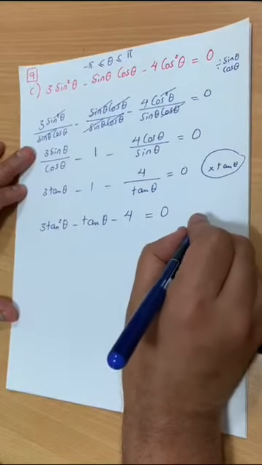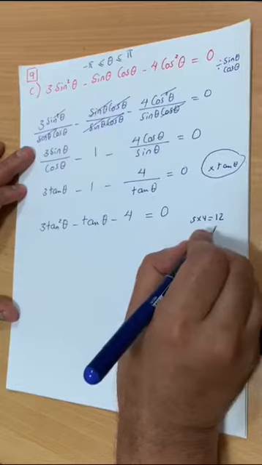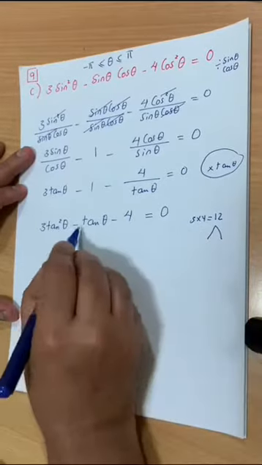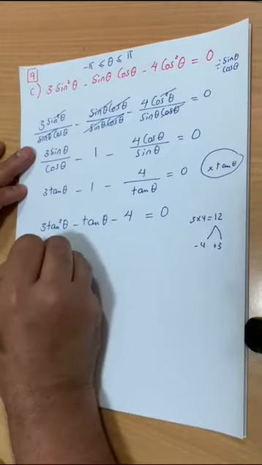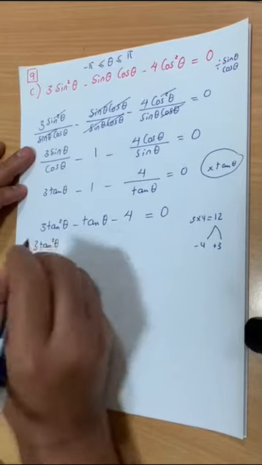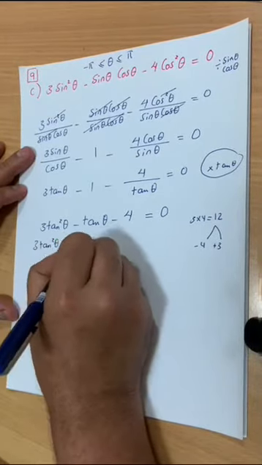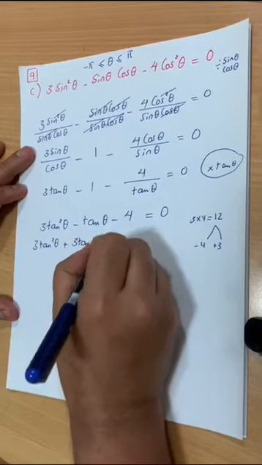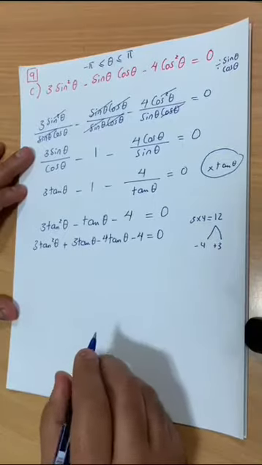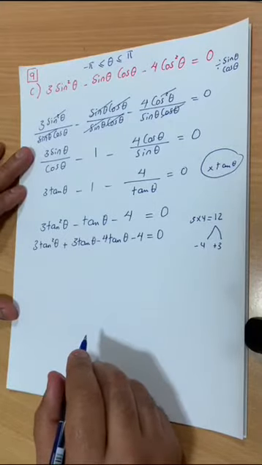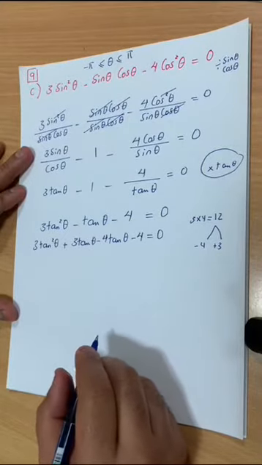It's a quadratic. 3 times 4 is equal to 12. Find two numbers that give you the product 12 and difference negative 1. So negative 4 and positive 3. 3 tan squared positive 3 tan theta minus 4 tan theta minus 4 equals 0. It's a quadratic equation, by the way. It's exactly the same idea that we did in semester 1.